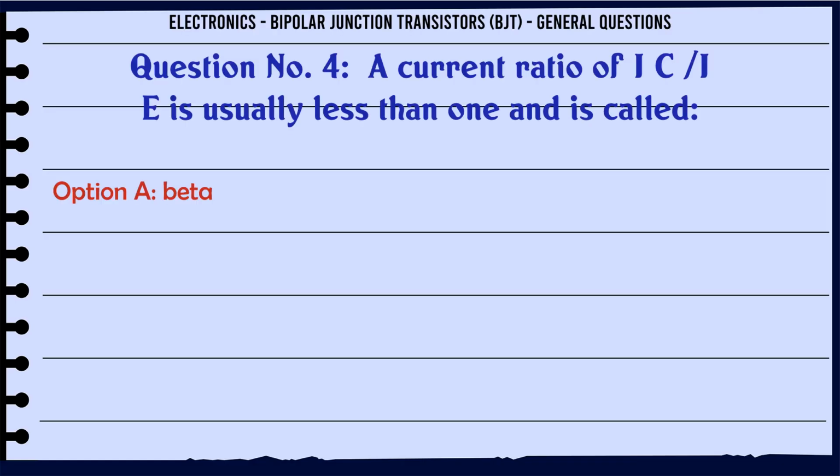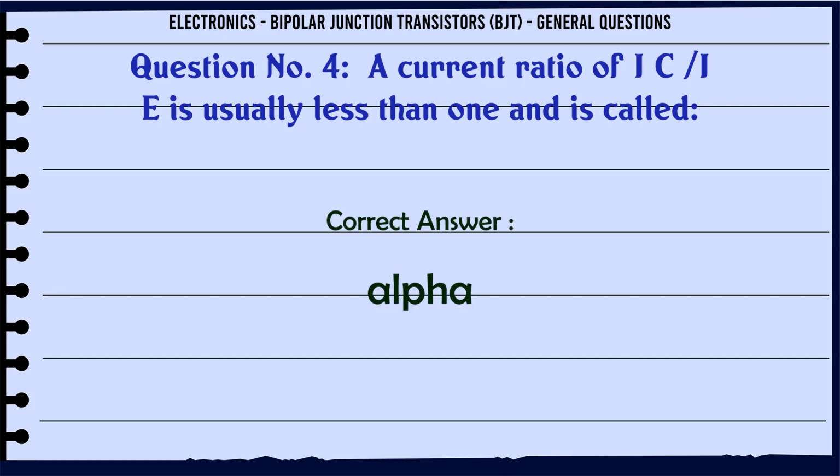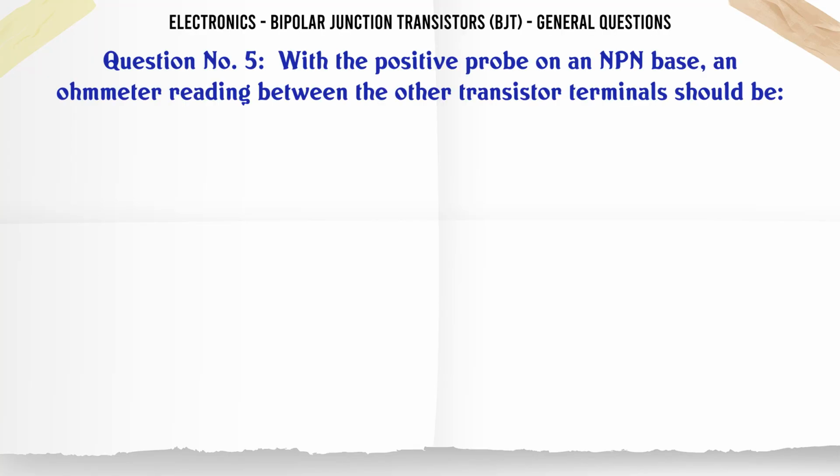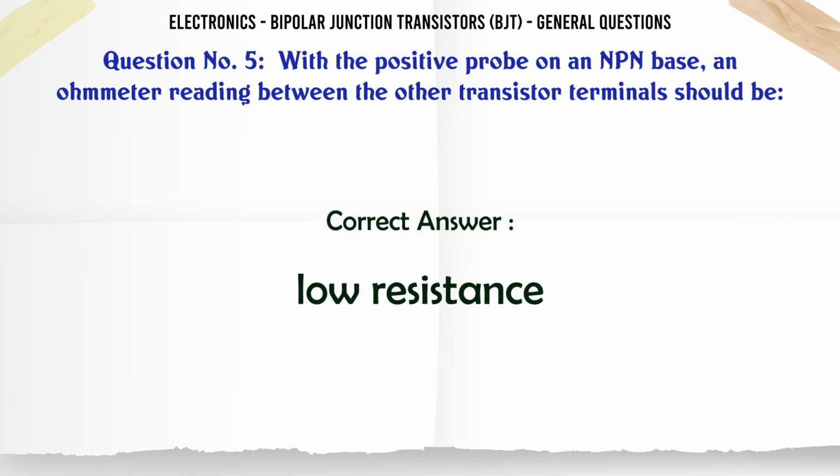A current ratio of IC/IE is usually less than 1 and is called A. beta, B. theta, C. alpha, D. omega. The correct answer is alpha. With the positive probe on an NPN base, an ohmmeter reading between the other transistor terminals should be A. open, B. infinite, C. low resistance, D. high resistance. The correct answer is low resistance.